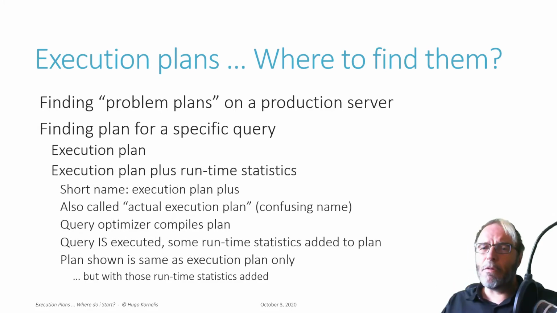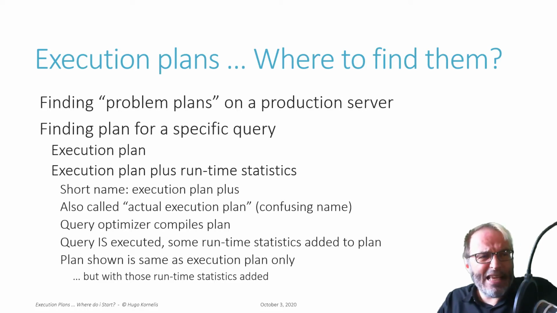So the second version I showed is the execution plan plus runtime statistics, or execution plan plus for short, which used to be called the actual execution plan, which is equally confusing because it again suggests and reinforces the idea that estimated and actual execution plans are different things. Here's what I think I'm going to do, and here's what I actually did. But that's not how it works. Here's how I'm going to do it, and here's how I planned to do it with some statistics on how it actually went. That's what happens.